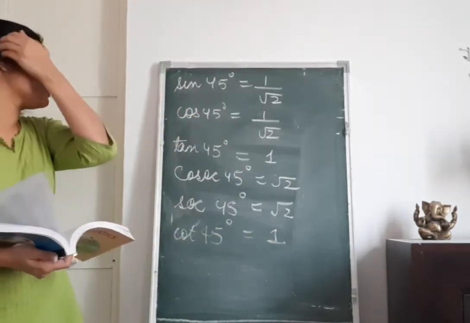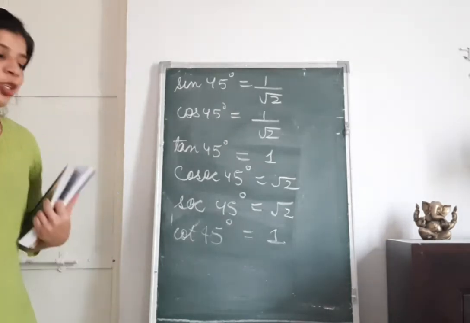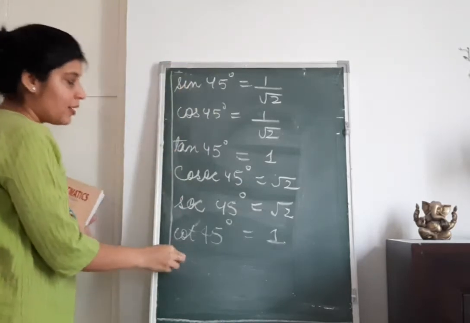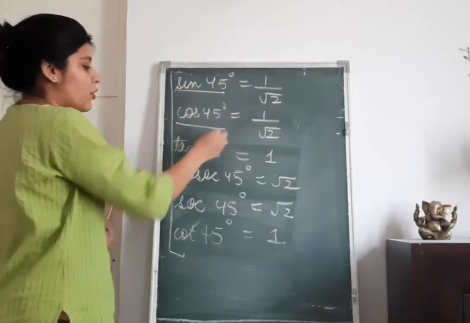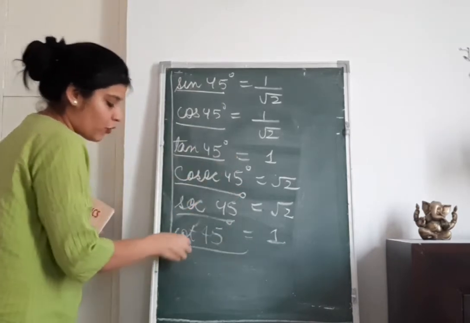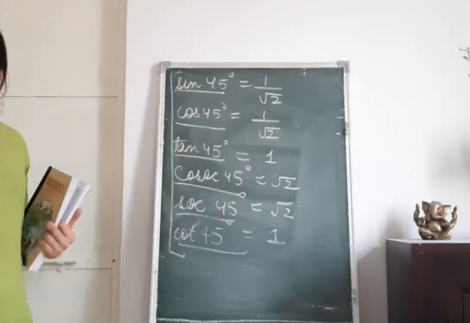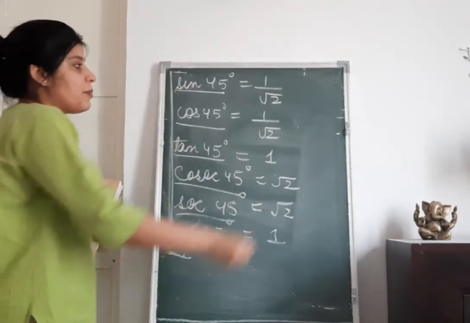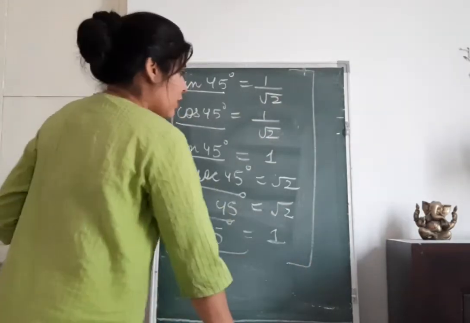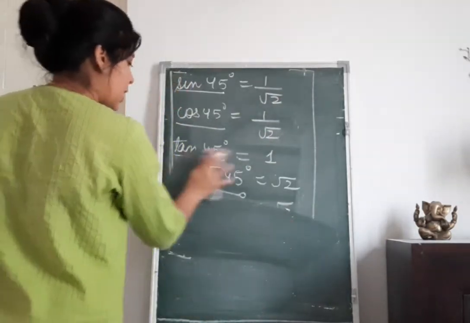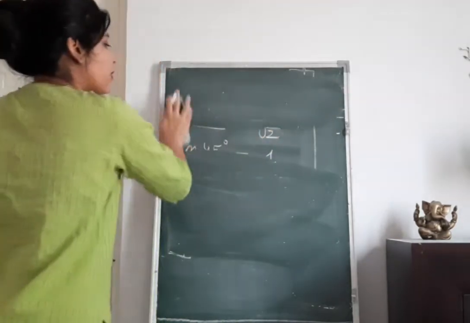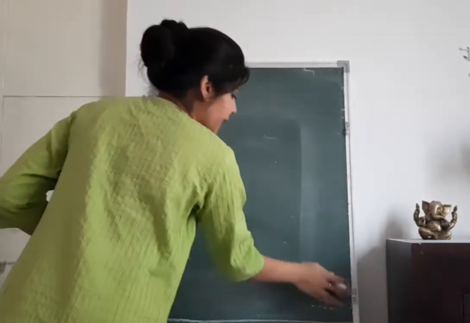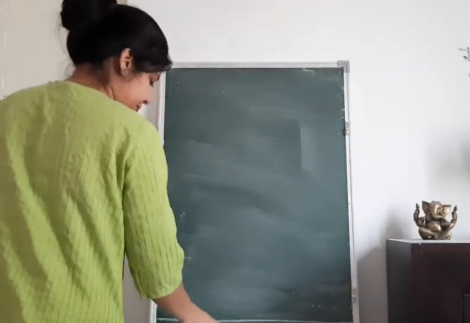I hope all these trigonometric ratios are clear to you. Okay, and remember, you have to learn these values. Like you have to learn the value for sin 45, cos 45, tan 45, cosec 45, sec 45 and cot 45. Because a lot of the questions are going to come in your exam on the basis of these values. Okay? Now let's move on to trigonometric ratio for angle 30 and 60 degree. Okay? Let's see.